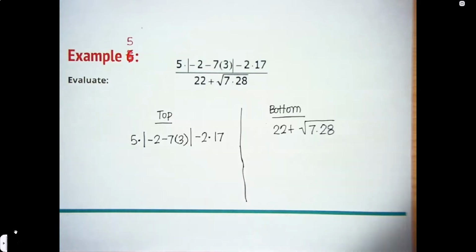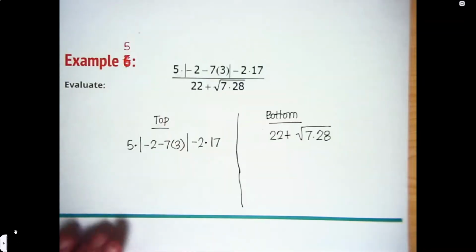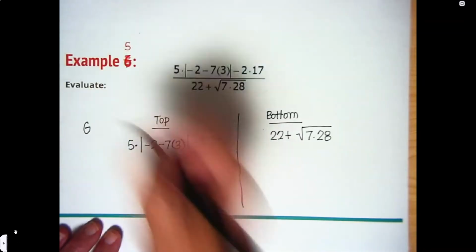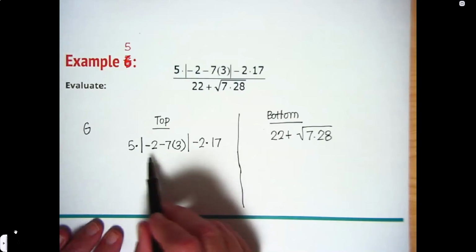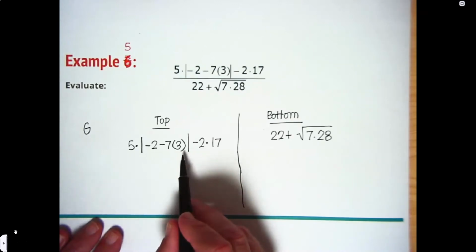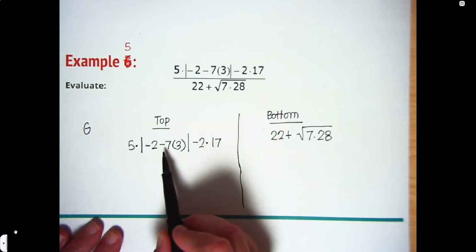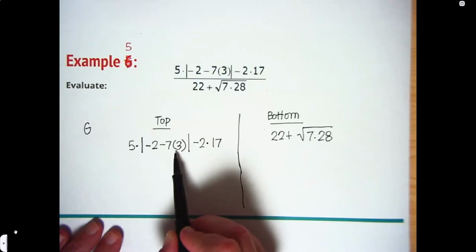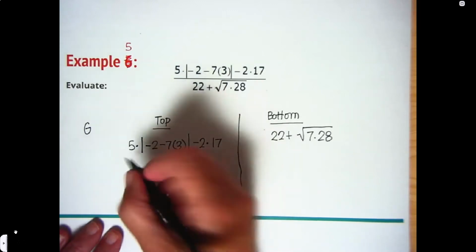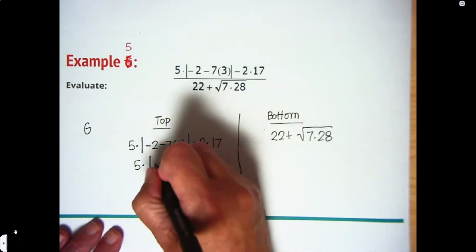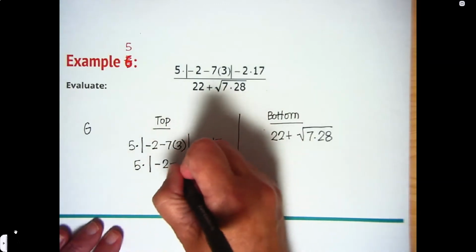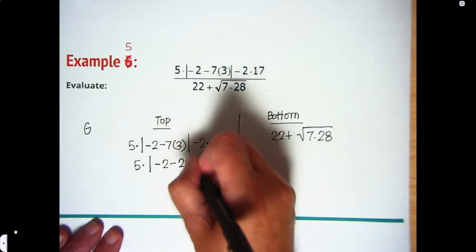All right, here we go. All right, on the top, does it have grouping symbols? And the answer is yes. We have these absolute value bars. And notice inside, it's multi-step. So I have -2 minus 7 times 3. I'm going to do that multiplication first. So this is 5 times the absolute value of -2 minus 21.